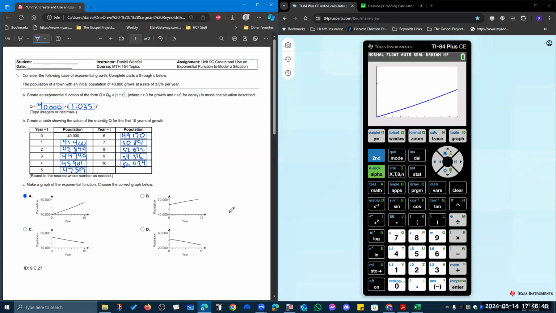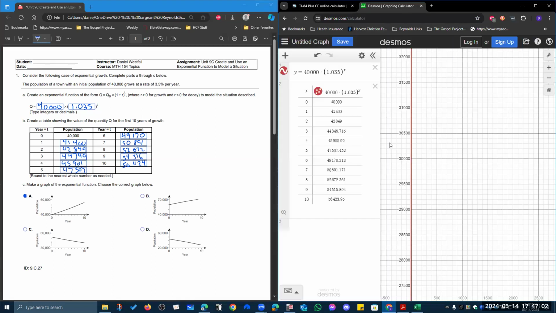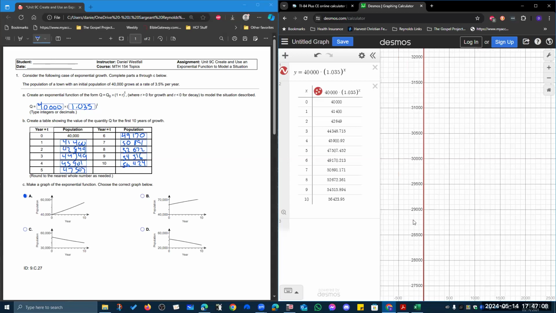And that's it for this video. We can get the graph and the table, both from our graphing calculator and from Desmos and from Excel. Excel is just a little harder to do graphing on, but we can do that too.